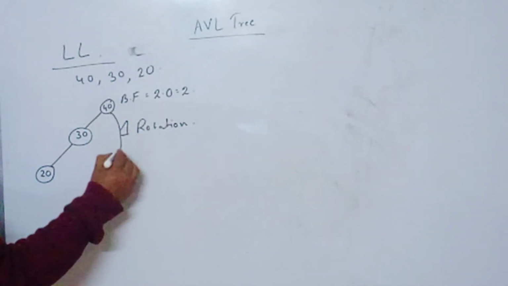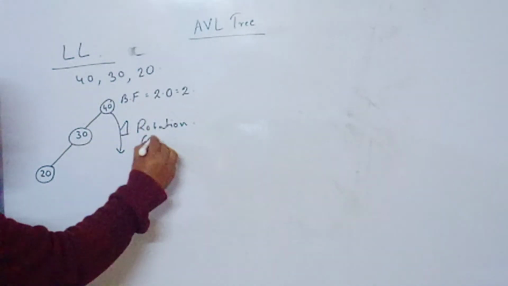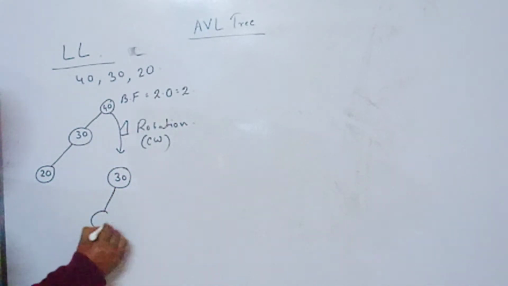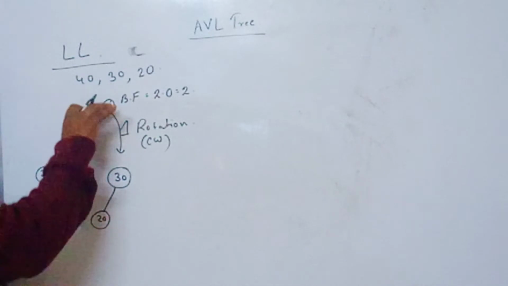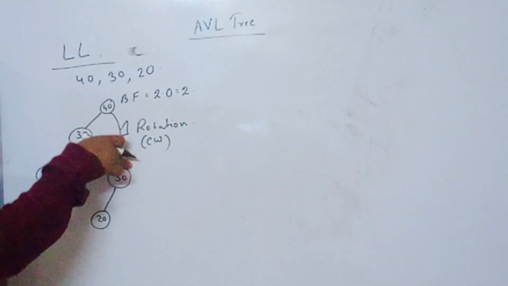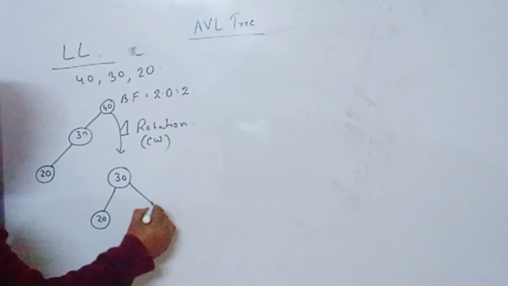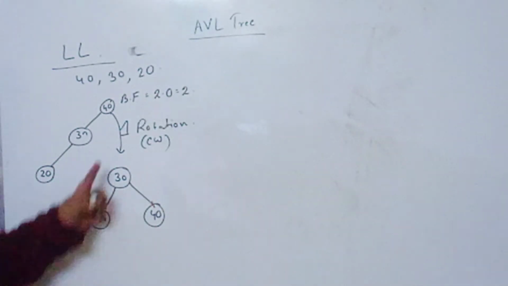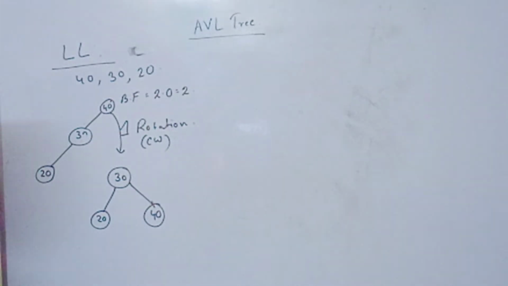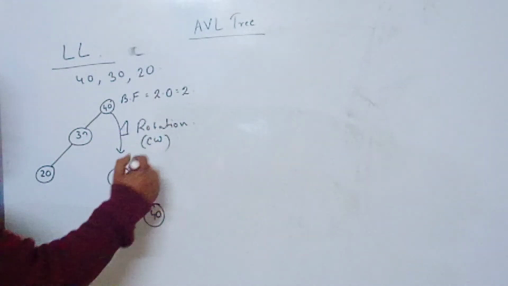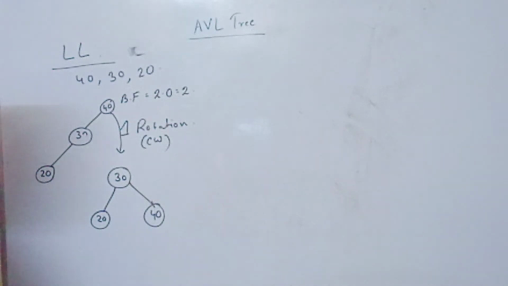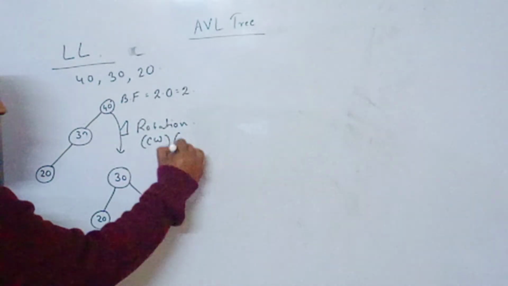And by that rotation, a clockwise rotation, we have to make 30 the center, the root node, with 20 on the left. Keeping 30 at the center, we rotate clockwise like this, and we can make 40 this way. So we can make it balanced. One rotation is required. One right rotation, that is, a right side rotation is required. One rotation clockwise means right.